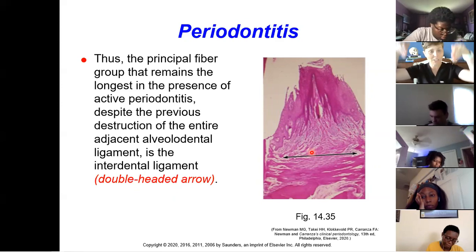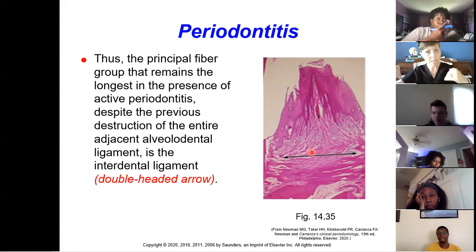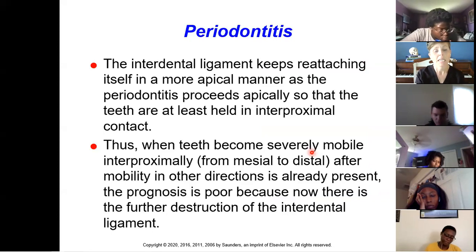The bacteria usually go into the sulcus, and then break that epithelial attachment and progress. As it progresses, that epithelial attachment and those periodontal ligaments start to disintegrate. But you still keep that interdental ligament. It keeps reattaching itself in a more apical manner, as the periodontitis proceeds apically, so that the teeth are at least held in interproximal contact.